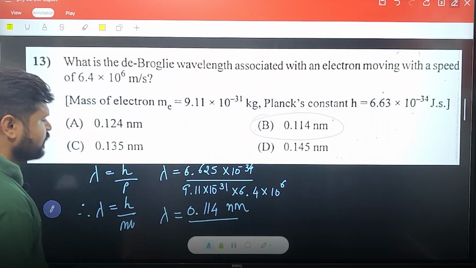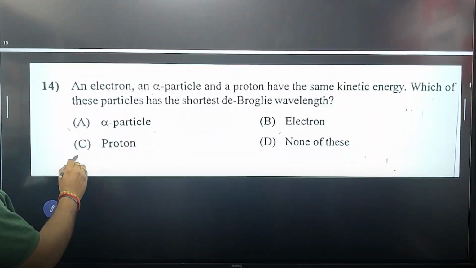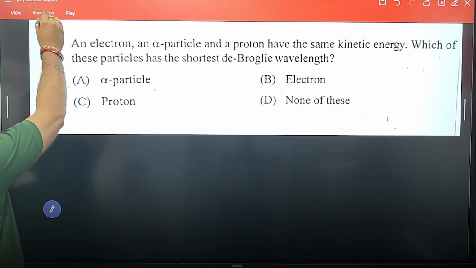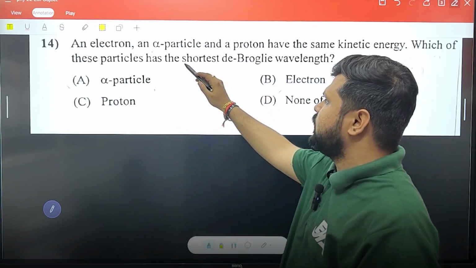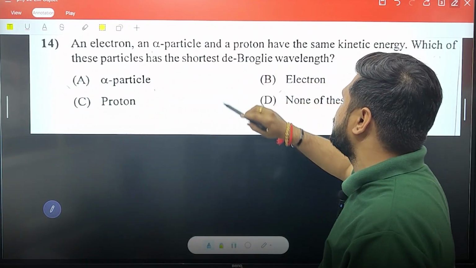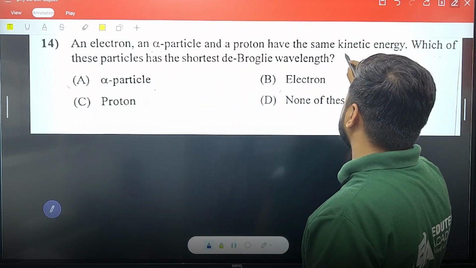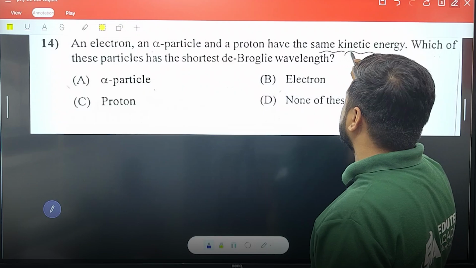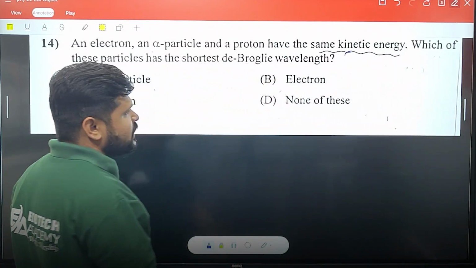114 nanometer. So MCQ number 13, we are moving to the next MCQ. That is again from the 11th chapter, de Broglie wavelength. Here we are given three particles: alpha particle, electron and proton. They have the same kinetic energy. This data is important. Which of these particles has the shortest de Broglie wavelength?